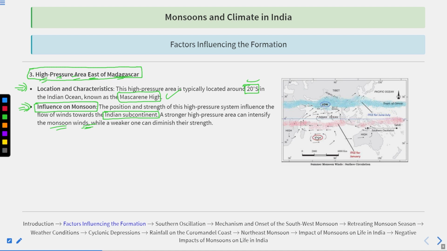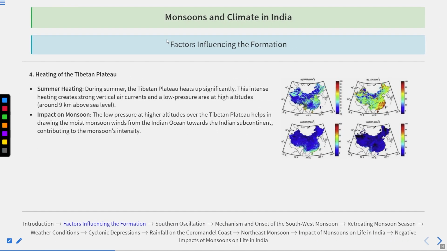The lower the strength this Mascarene High has, the lower the convergence of the wind would be, and the lower the strength or intensity of monsoon we will have in our country. So Mascarene High intensity is necessary for maintaining the intensity of a good monsoon in the country that we are living in. Got it? So remember these points that we have discussed over here. Now let's move forward to another point.